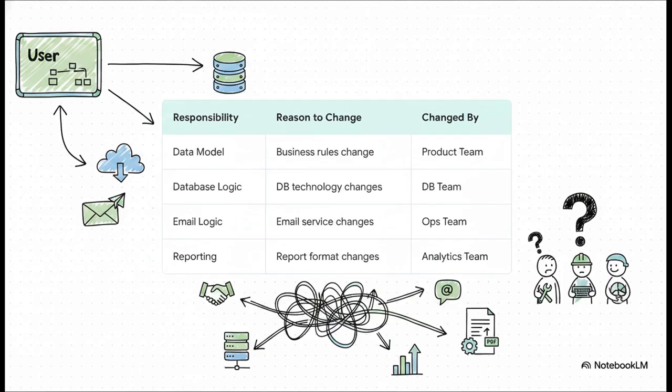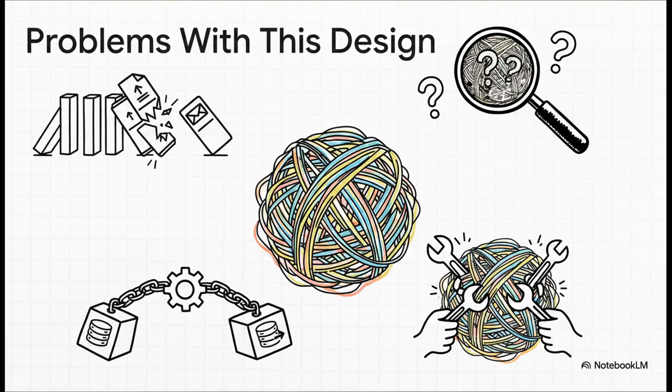That's the analytics team. You have 4 different teams with 4 totally separate reasons, all needing to change the exact same file. And you know what that leads to? Absolute chaos. Your code becomes incredibly fragile. A tiny change to the reporting logic could accidentally break the email system. It's a total nightmare to maintain because all these different jobs are tangled together like a ball of yarn.